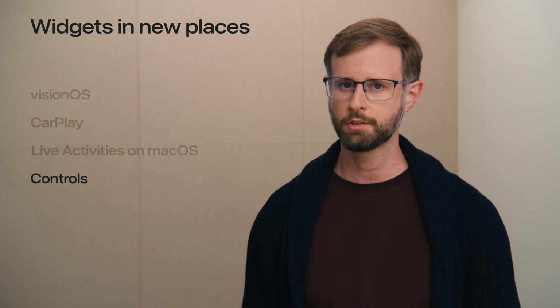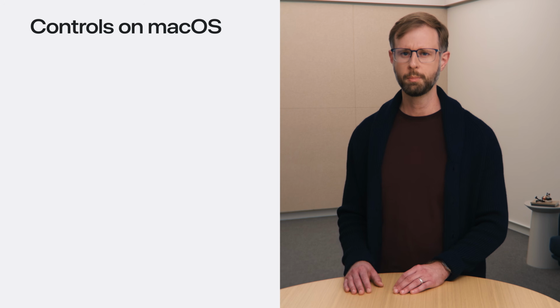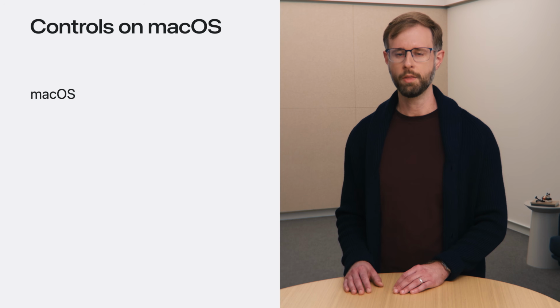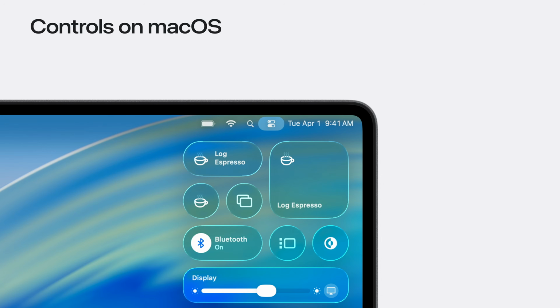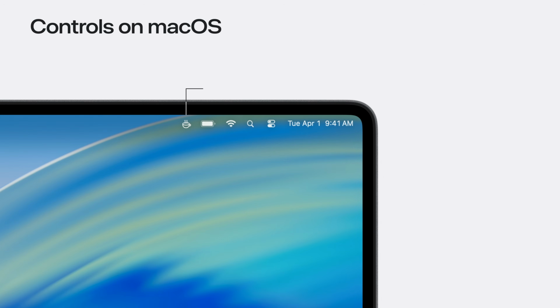Now I'll cover new places for controls on macOS and watchOS. On macOS, controls can be provided by apps running on the Mac, whether they're built with the macOS SDK, Catalyst, or from iOS apps running on Apple Silicon Macs. Controls can be added in the Control Center. The same small, medium, and large presentations available on iOS can also be configured on macOS. Controls can also be placed directly on the menu bar. Now that I've added a coffee tracker control to my app on macOS, I can easily update my coffee log right from the menu bar.